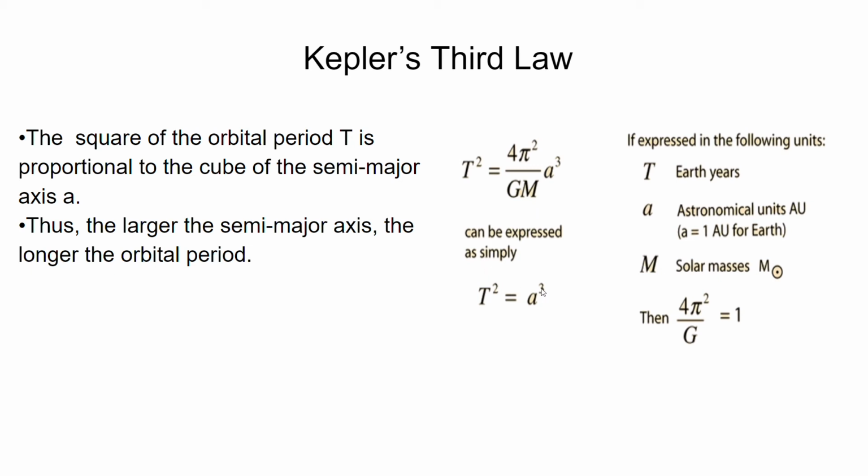The quantities in the original formula were expressed as follows: T expressed in Earth years, a expressed in astronomical units, and M expressed in solar masses. As a result, the expression 4 pi squared over G will be equal to 1, and we get that T squared is equal to a cubed. As a result of Kepler's third law, we deduce that the larger the semi-major axis of the object in orbit, the longer its orbital period will be.